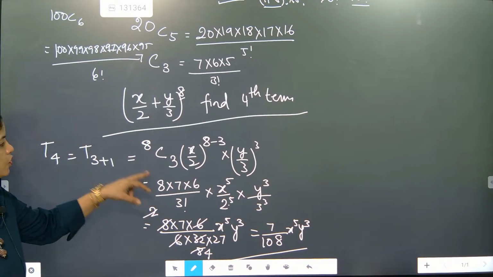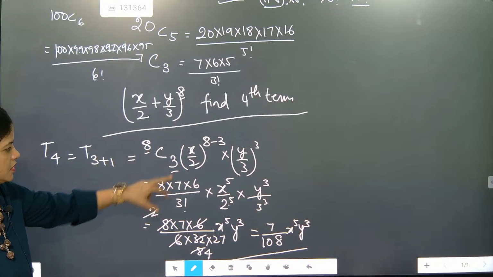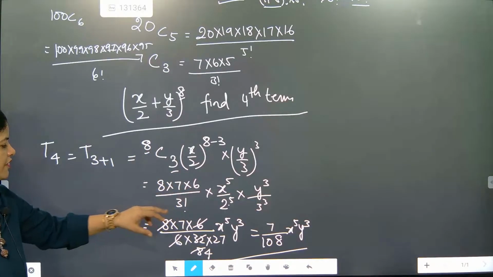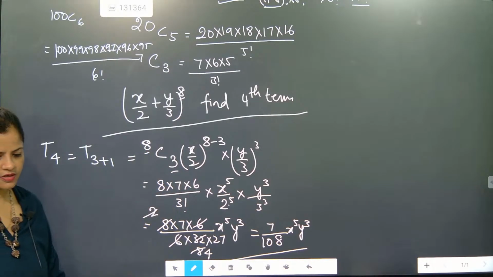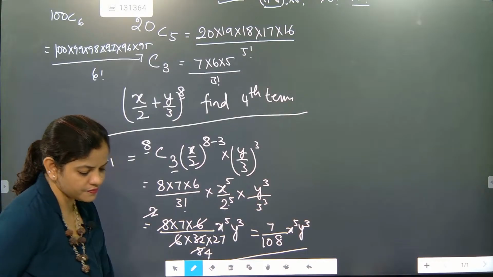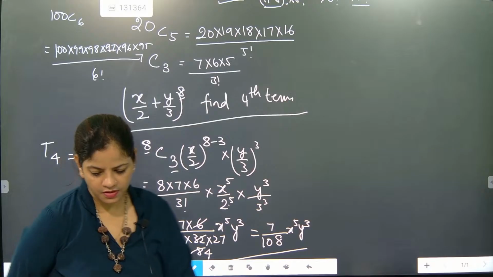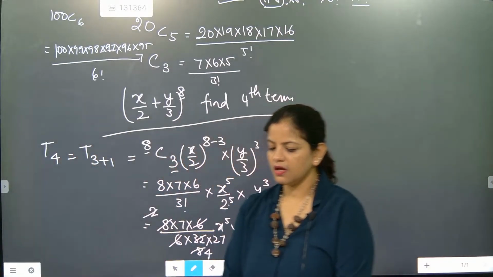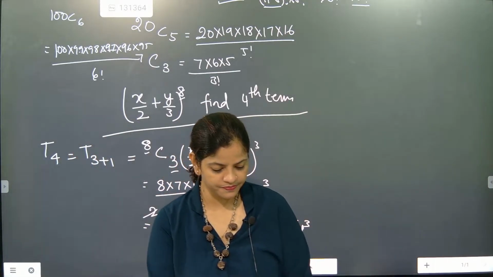How many times you have to open 8? 3 times. 8, 7, 6. The 3 factorial part is there. That's it. The 3 factorial section will be there, Divya. Just check this one out. I hope you have understood this one. We will go for the next part.